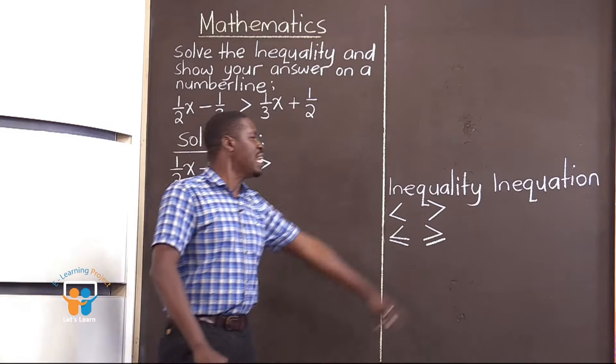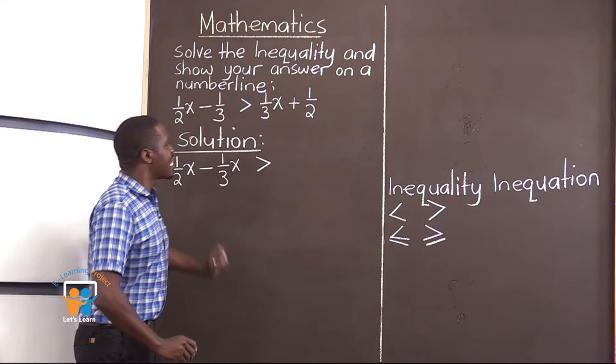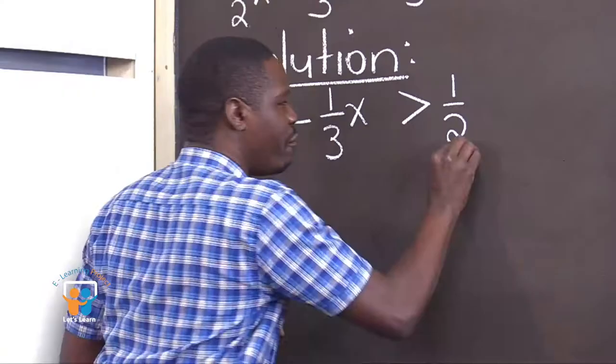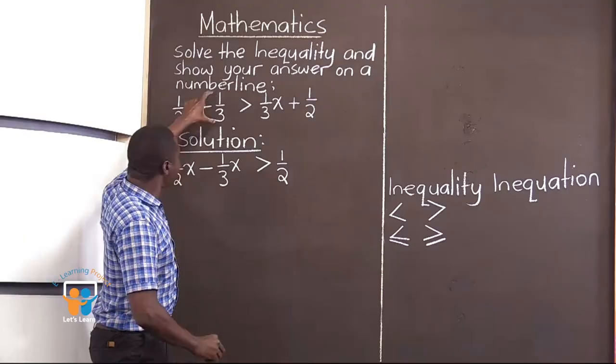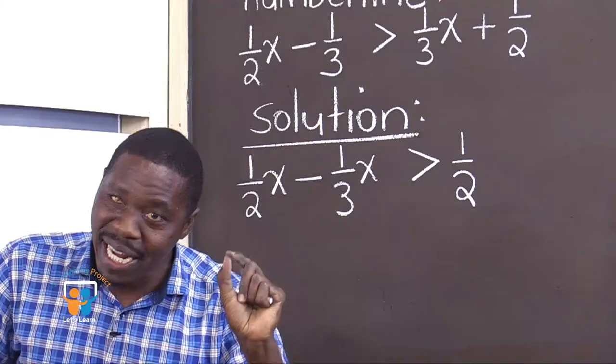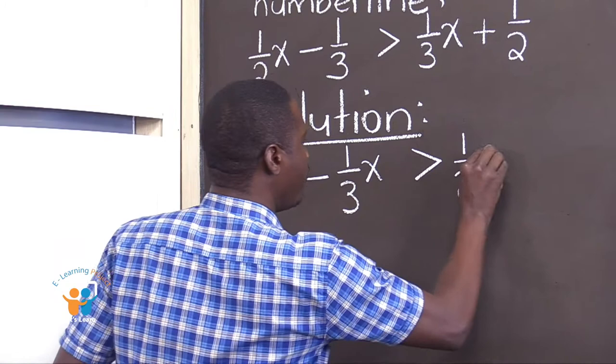Now, is greater than. Remember, on the right-hand side, when we removed the third x, we remained with a positive a half. But remember, we are collecting like terms. The negative a third, which was on the left-hand side, is also crossing over to the right-hand side. When it crosses, it becomes a what? A positive. So we have a positive a third.